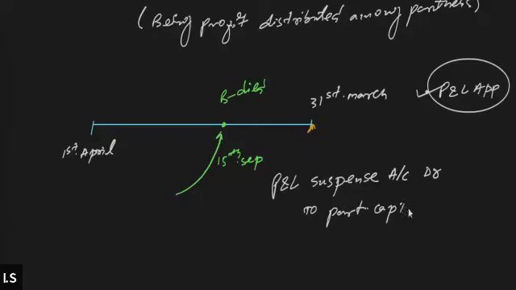Got it? So whether we will be debiting the P&L appropriation account or the P&L suspense account depends upon the date on which the partner is dying. If he is dying on the last working day, we assume that most of the books of account are already prepared and the P&L appropriation account is also prepared. So we can simply debit the P&L appropriation. Otherwise, we will have to debit the P&L suspense account.